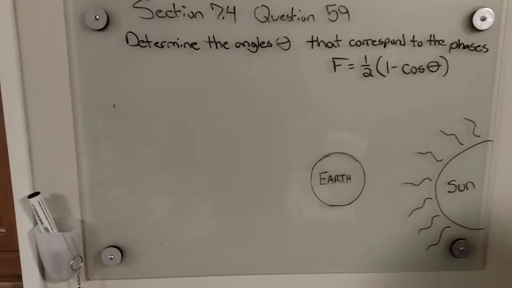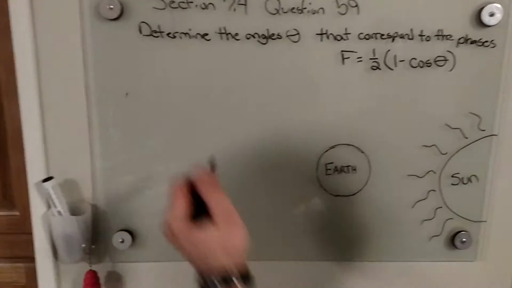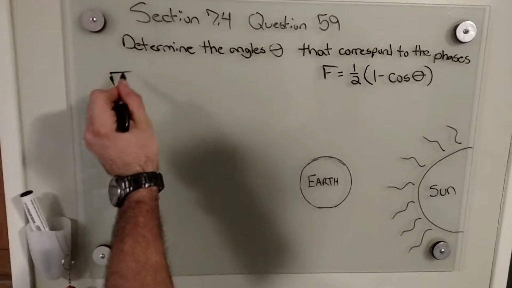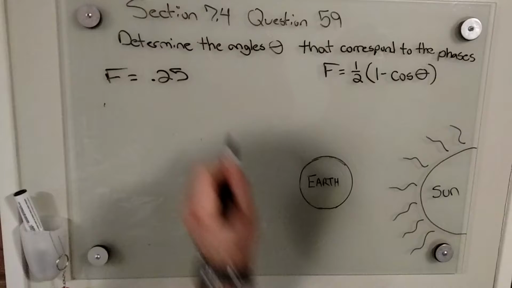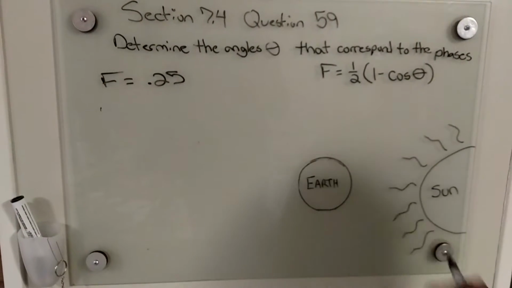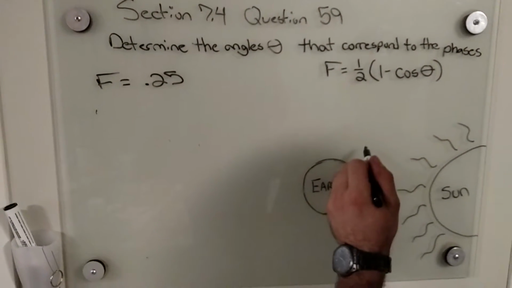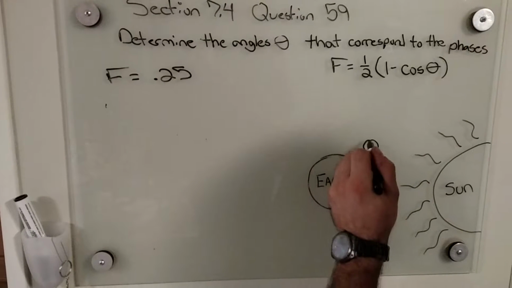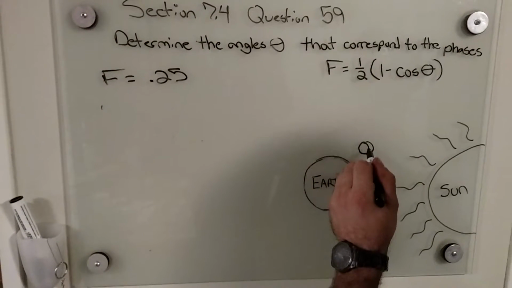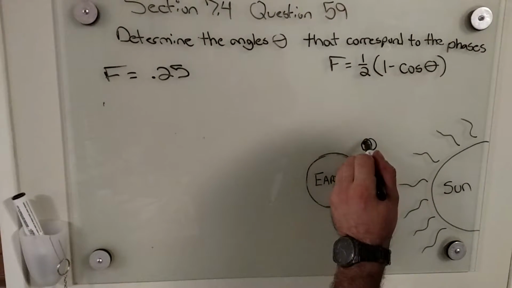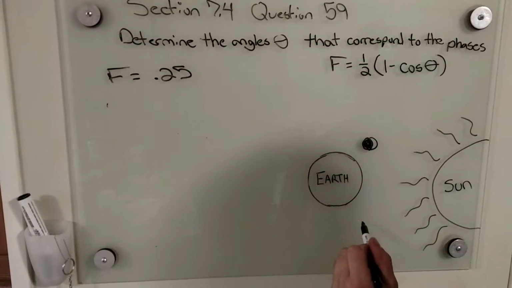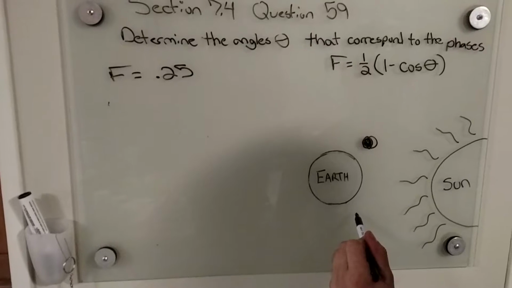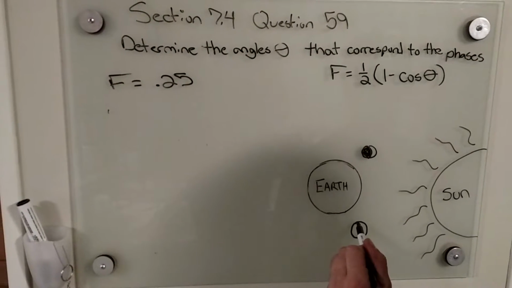Now our next phase is going to be when f is equal to 0.25. That's a crescent moon. And that will be when the moon is at an angle over here, or it could also be down here.